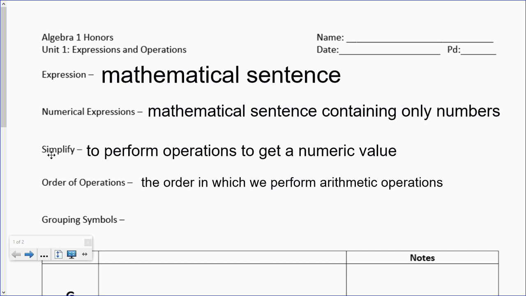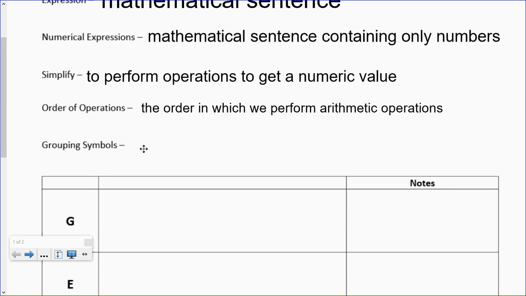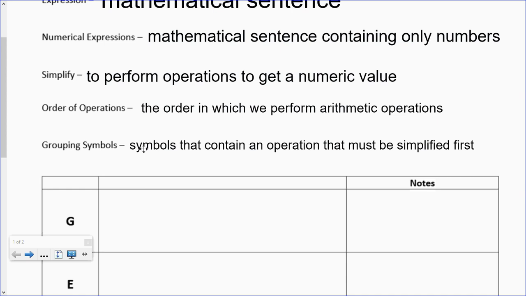And then lastly, our grouping symbols. It's actually the very first thing that we would do in order of operations. There are symbols that contain an operation. When we have grouping symbols with an operation inside of them, it means that needs to be done first, because we can't do anything with that group until we get a numeric value for it. So we have to find that numeric value first, and then we can perform the other operations outside the grouping symbols with that number. Okay?